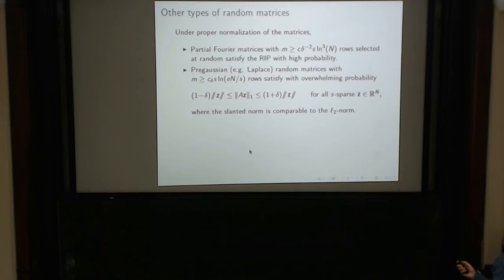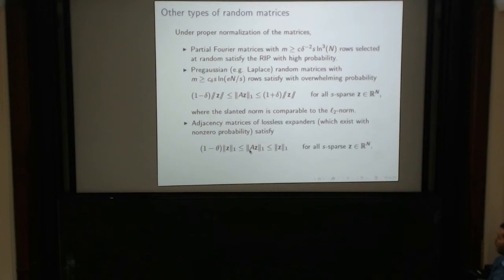The thing that I want to possibly look at for the rest of this lecture is something completely different: the adjacency matrices of lossless expanders. And I'm going to explain what that means. But basically, they do satisfy a restricted isometry property in L1 for the inner norm and for the outer norm. So for every sparse vector, you get that kind of inequality where you can make delta as small as you want. Okay, so I want to finish with explaining this a little bit.